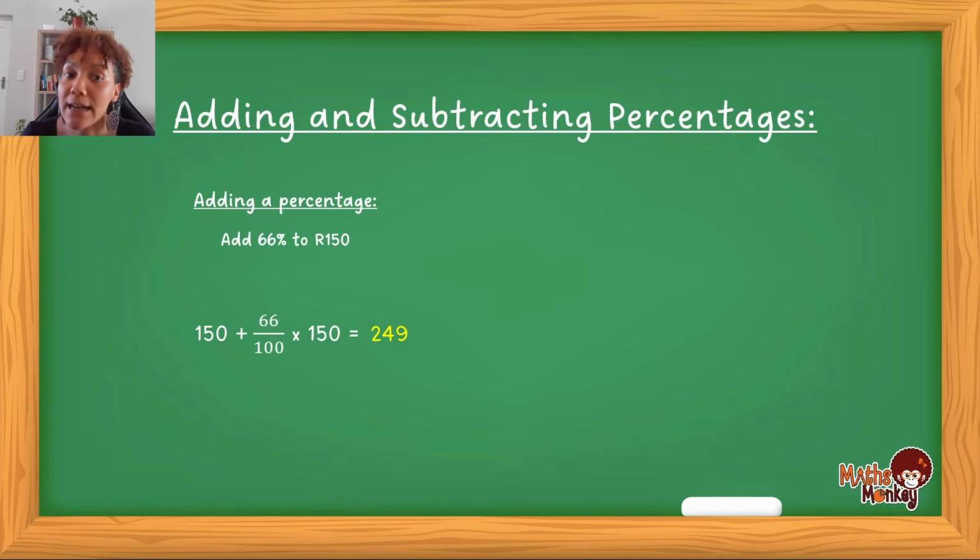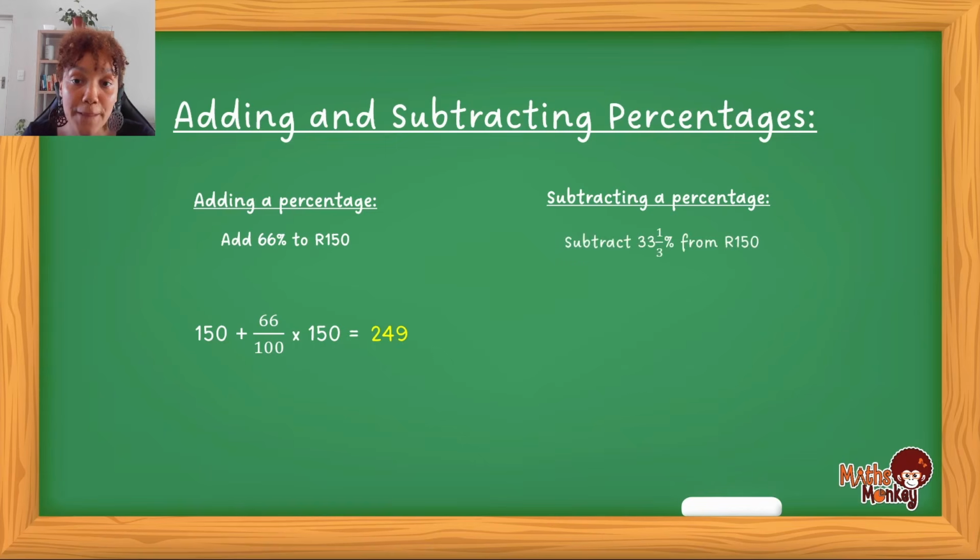Okay, now let's have a look at subtracting a percentage. Very similar, it's literally just a subtraction sign in the calculation. So in this case, you're going to say subtract 33 1/3% from 150, which means you're going to start off with 150 and you're going to subtract 33 1/3 divided by 100 because the percentage is given, multiplied by 150. So again, this second section is the percentage that we're actually subtracting from the original value. Okay, and then this answer will give you 100.